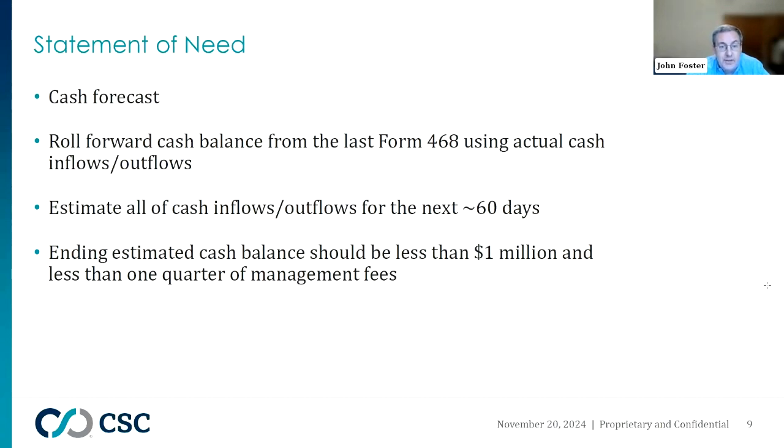And that's where the SBA wants you to have less than $1 million or less than a quarter's worth of management fees at the end of that. So it's kind of two different considerations. One consideration with the commitment package, how much of a commitment you want to request. And then separate from that, when you go to submit a leverage package, how much are you going to ask for in that leverage package?